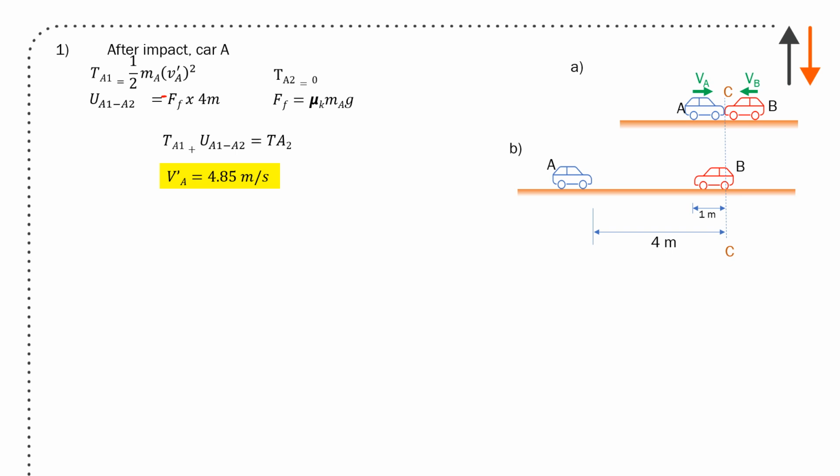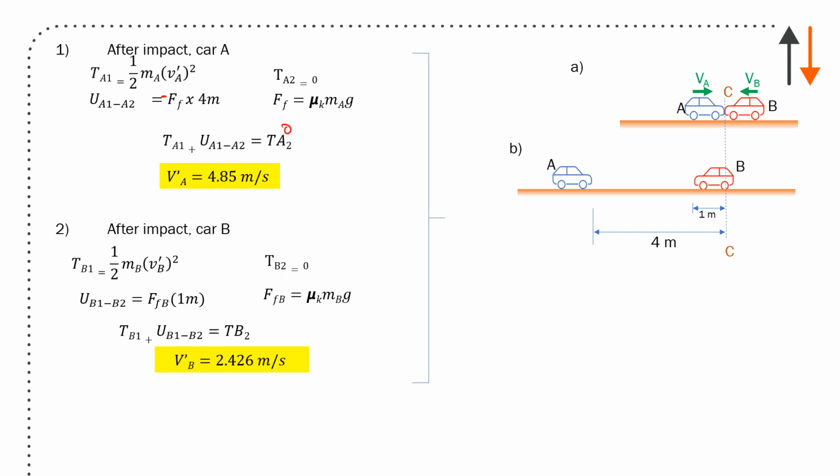So you have mu_k m g, and you end up with the initial kinetic energy plus the work done equals the final kinetic energy. That's 0, and that is T_A1. And you end up with v_A', which is 4.85 meters per second. So work energy here, because the vehicle is sliding, there's no impact, nothing has occurred outside.